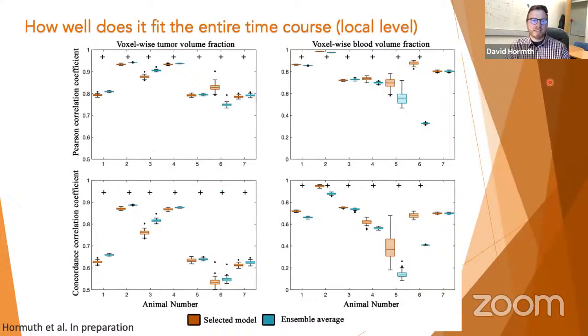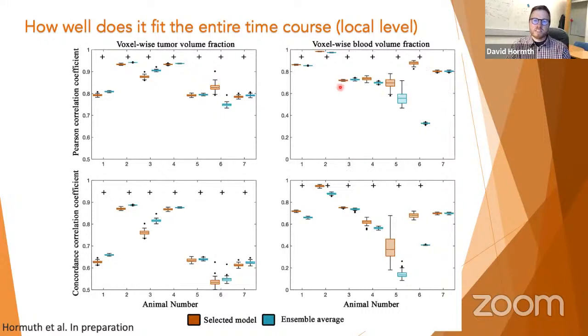When you look at how well it does at the voxel level, so looking at prediction of tumor volume fraction or blood volume fraction, on our left, we have tumor volume fraction. We have our Pearson correlation coefficient. We see that it's generally 0.8 or higher, so we're having good correlation. And then our concordance correlation, which tells us the level of agreement at the voxel level, is generally 0.6 or higher. So we have some that are doing very well, and then some that are just doing okay.